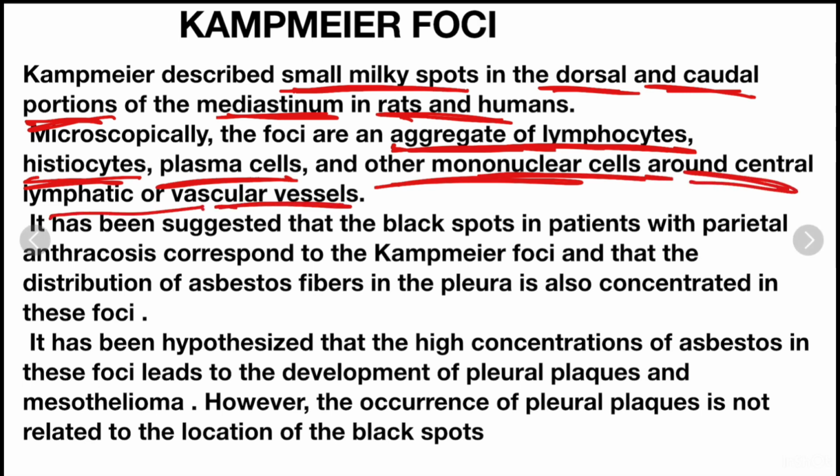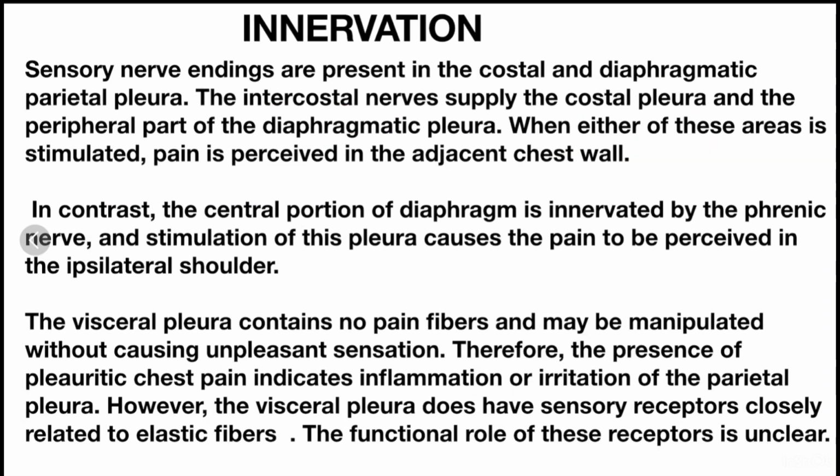It has been suggested that black spots in patients with parietal anthracosis correspond to these Kampmeier foci, and that the distribution of asbestos fibers in the pleura is also concentrated in these foci. Very, very important. It has been hypothesized that high concentration of asbestos in these foci leads to development of pleural plaques and mesothelioma. However, the occurrence of pleural plaques is not related to the location of black spots.